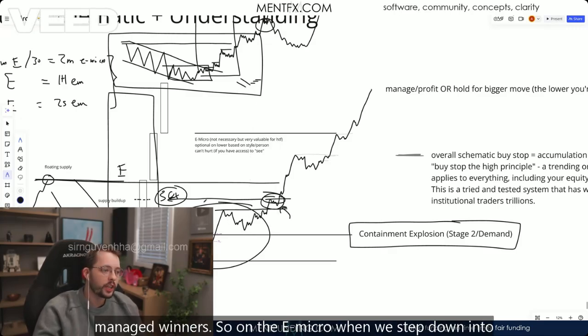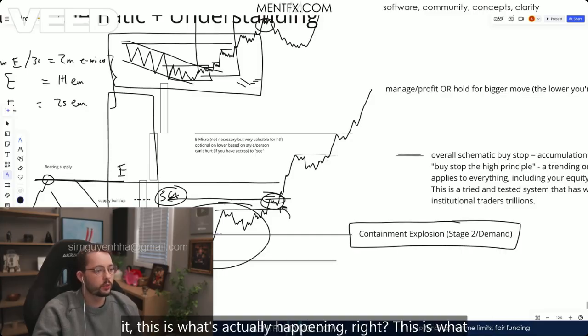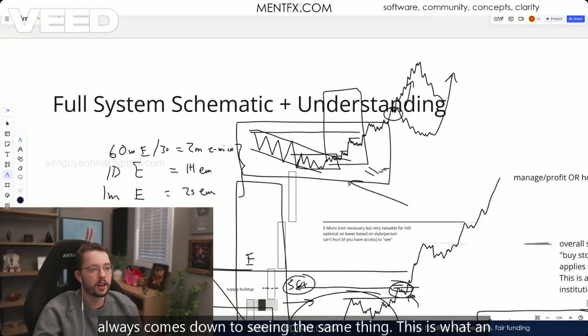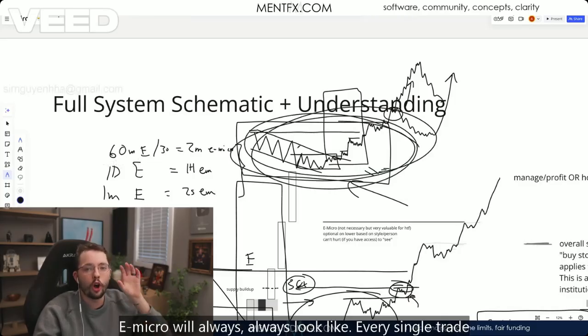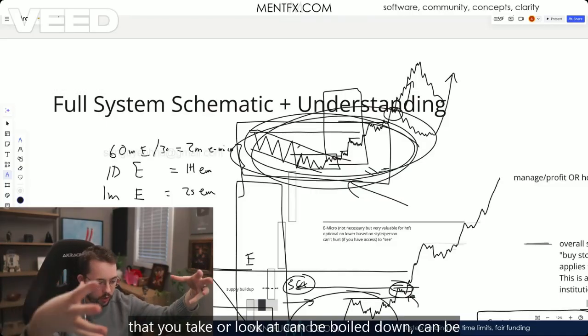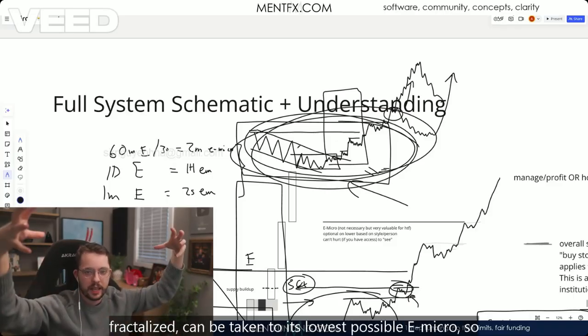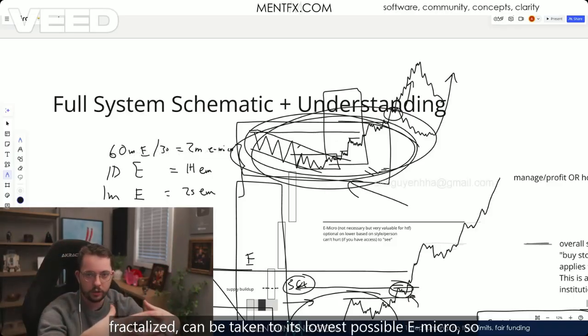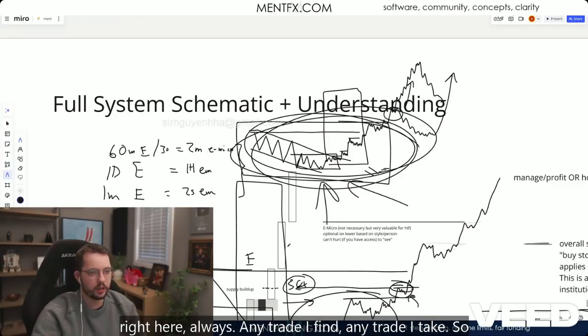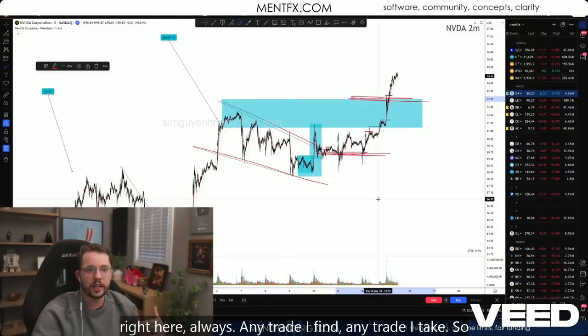So on the E micro, when we step down into it, this is what's actually happening. This is what we're always going to see on the E micro. So the E micro always comes down to seeing the same thing. This is what an E micro will always look like. Every single trade that you take or look at can be boiled down, can be fractalized, can be taken to its lowest possible E micro. So that means the E divided by 30, and we'll show you this right here. Always. Any trade I find, any trade I take.